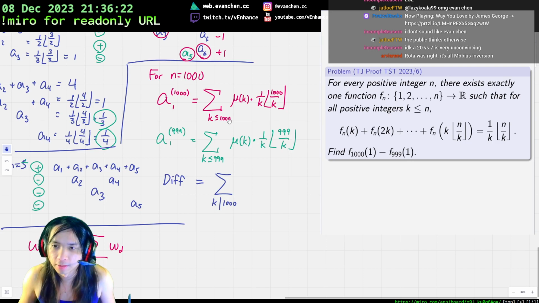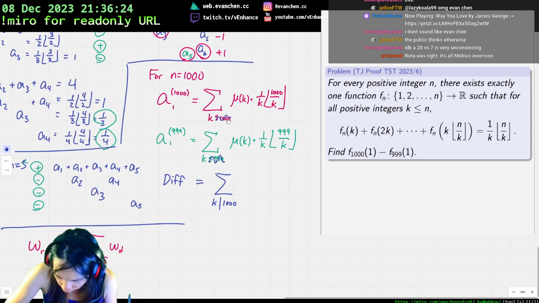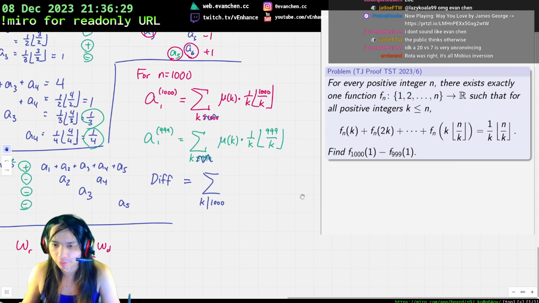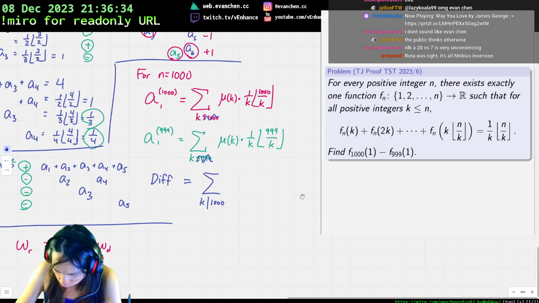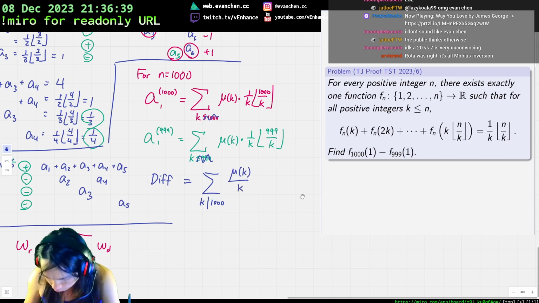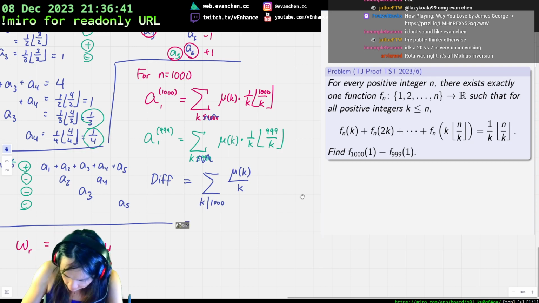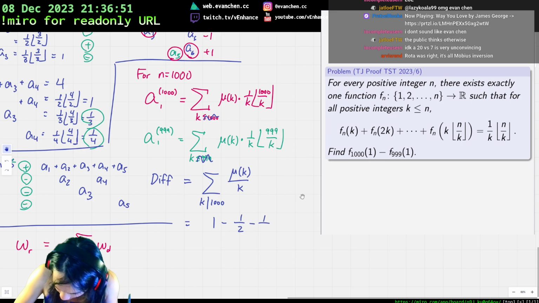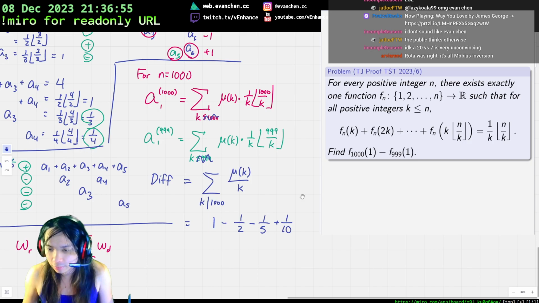So honestly, I could technically drop these two and nothing changes, because the floors will vanish anyways. So the difference is the sum over k dividing 1000 of Mobius k over k. And this is a multiplicative function. So basically what that means is I can factor it as, well actually also, okay, I don't even need to do that. There's only a few: it's 1 minus a half minus a fifth plus a tenth. Those are the only values for which mu k over k is not 0 anyways.